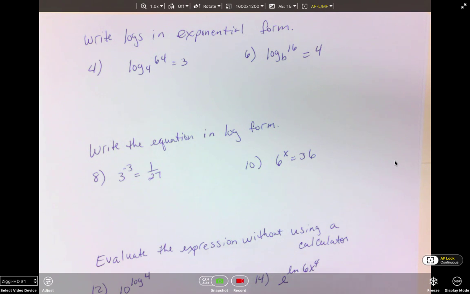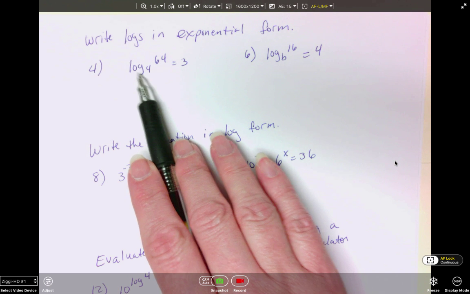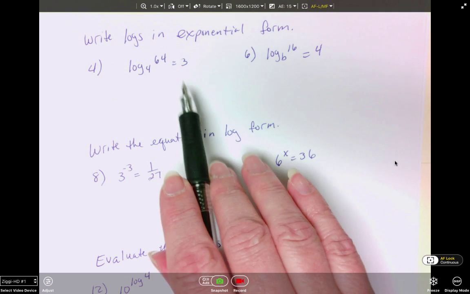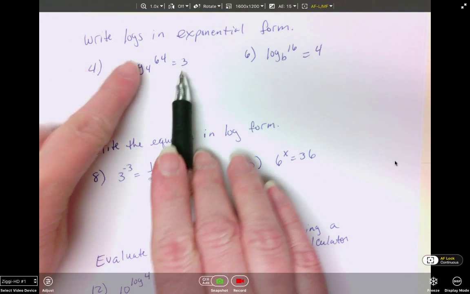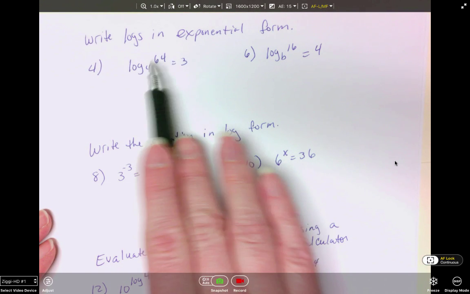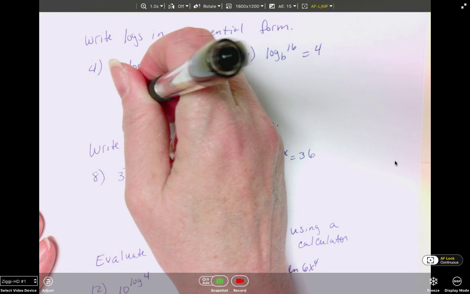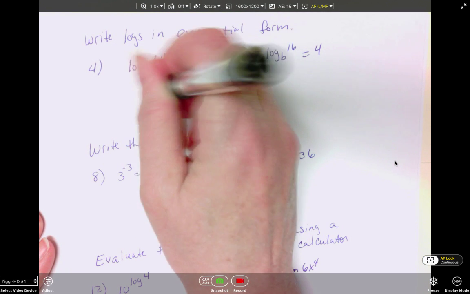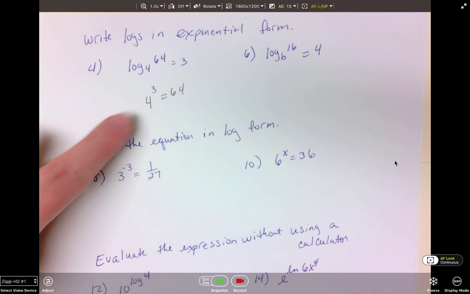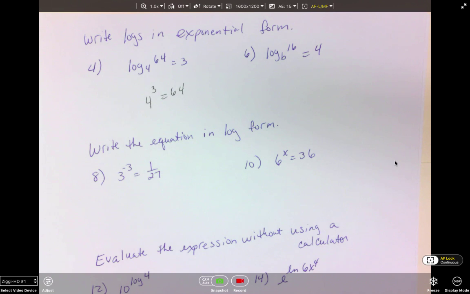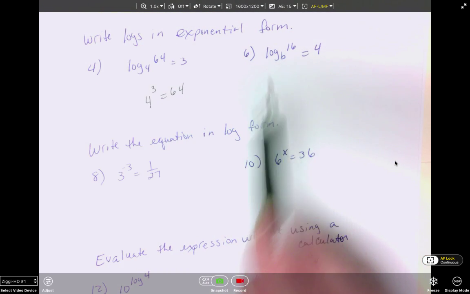So when we're looking at our first problem here, we've got log base 4 of 64 is equal to 3. Well, if we change that into exponential form, basically all you're doing is taking these two values right here and flipping them. So we're looking at 4 cubed equals 64. Well, that makes sense, right? Because 4 cubed is 64. So you drop the log and you just flip those two values.